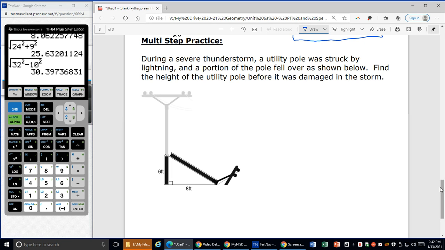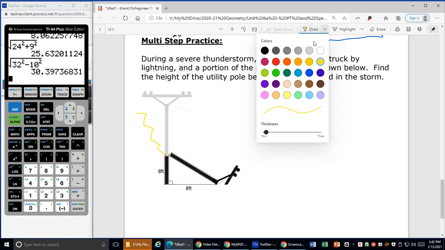It says, during a severe thunderstorm, a utility pole was struck by lightning and a portion of the pole fell over as shown below. Find the height of the utility pole before it was damaged in the storm. So I can see what my utility pole used to look like, and then it was hit by lightning. That's my lightning. And it cracked in half and part of it fell over to the ground. So I'm trying to figure out how tall it was all the way up to here before it got hit by lightning and fell over.